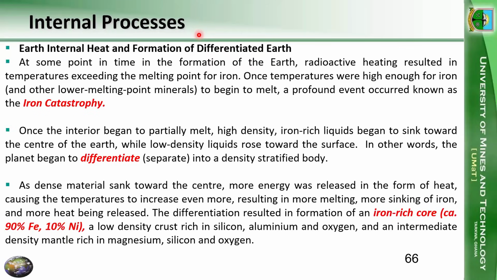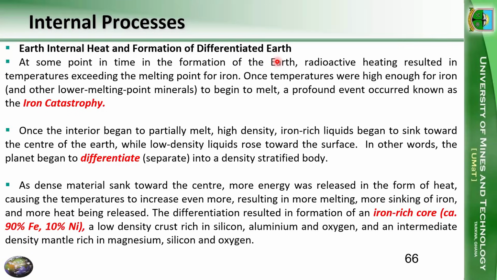So in the course of the Earth's history, we had this point in the early stages where the temperatures were so hot that they exceeded the melting point of iron. We are focused on iron, right? So once the temperatures were high enough for iron to melt, what happened? The iron will melt, right? So once this iron began to melt, the iron catastrophe happened.